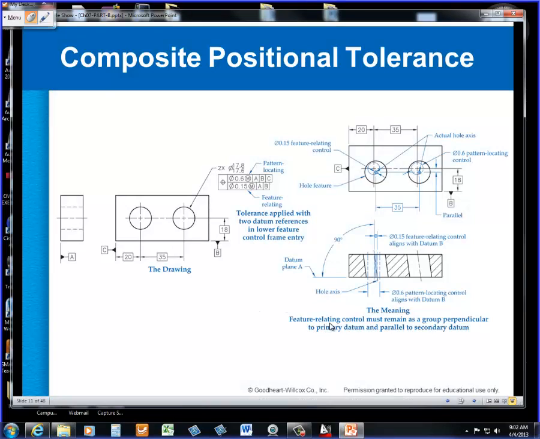Okay, now feature relating control must remain as a group perpendicular to the primary datum and parallel to the secondary datum. Okay, so let's look at this. Tolerance applied with two datum references in the lower feature control frame entry. Okay, so now we're able to control it and create this parallel zone that they must be with each other by specifying this. So that makes it look a little more controlled, doesn't it, by doing that.